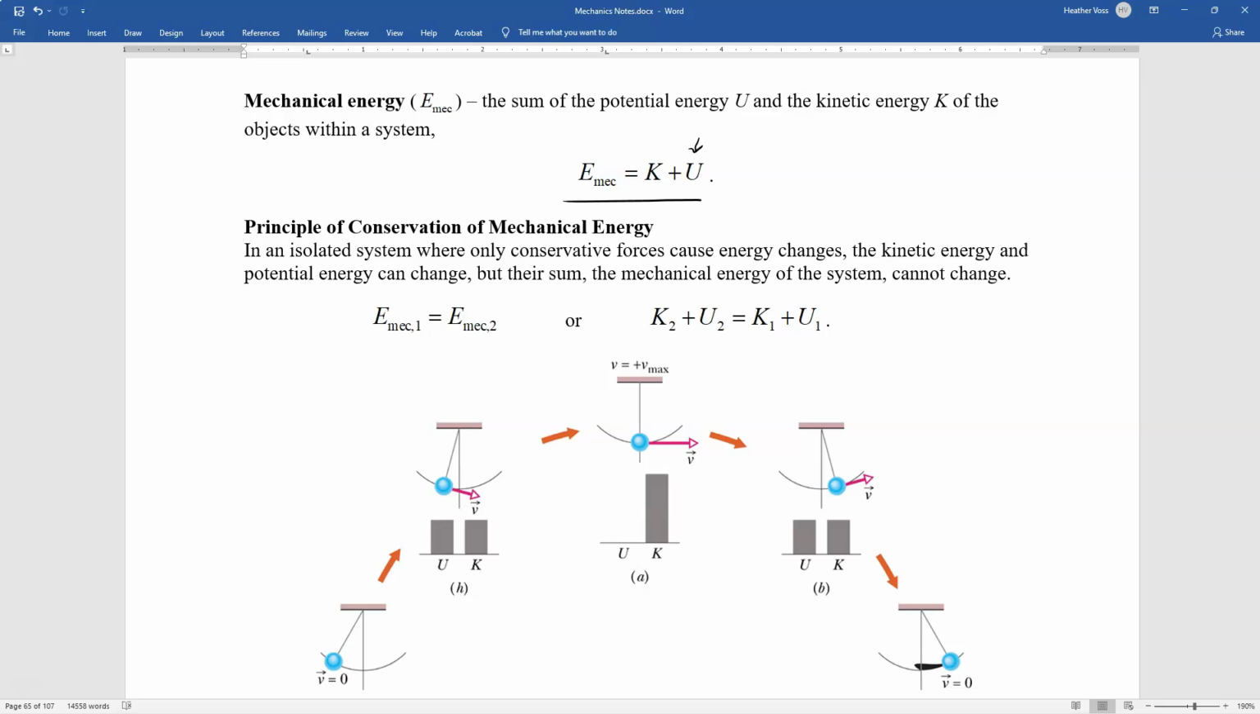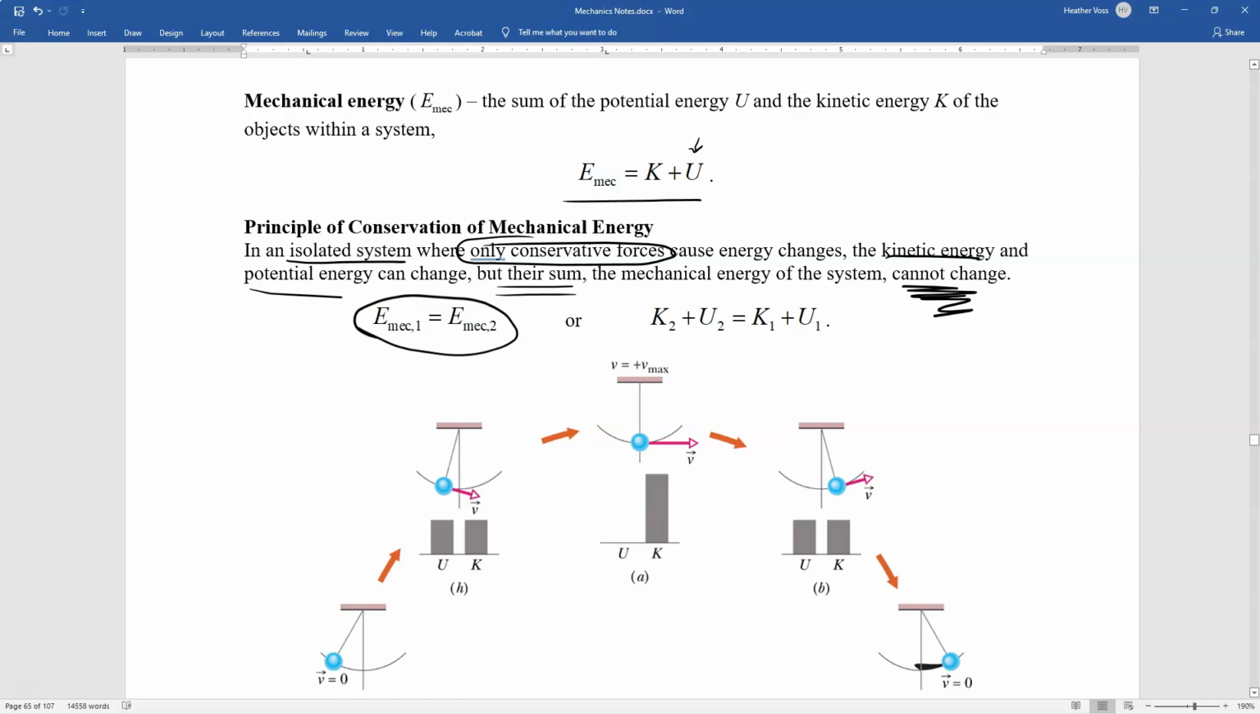So when we start talking about conservation of energy, if we are in an isolated system, we can draw a bubble around it, where we have only conservative forces causing energy change, then the kinetic and the potential can change, but their sum cannot change. So that means the energy we start with in the system is equal to the energy we end with in the system.